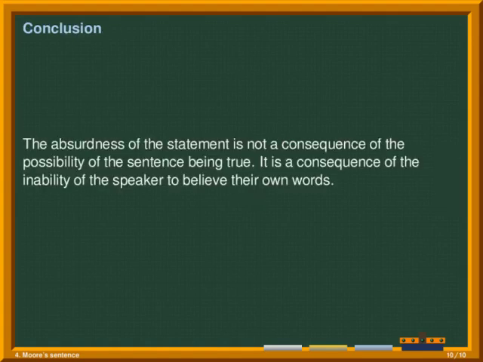In conclusion, the reason the sentence, it is raining, but I do not believe that it is raining, sounds absurd, is not because it is impossible for the speaker to be correct, they might very well be. The problem is that it is impossible for the speaker to believe his own words. It is impossible for him to think he is speaking the truth, independent of the truth of the actual statement.